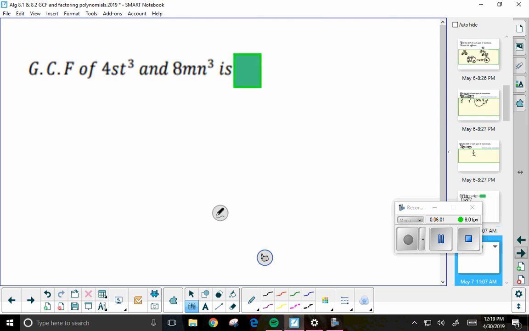Here's another example. First check out the 4 and the 8, and the biggest number that goes into both 4 and 8 is 4. Now, there's an s here, but there's no s here. There's a t cubed here, but no t cubed here. None of these are in both. So the greatest common factor of those two monomials is 4.